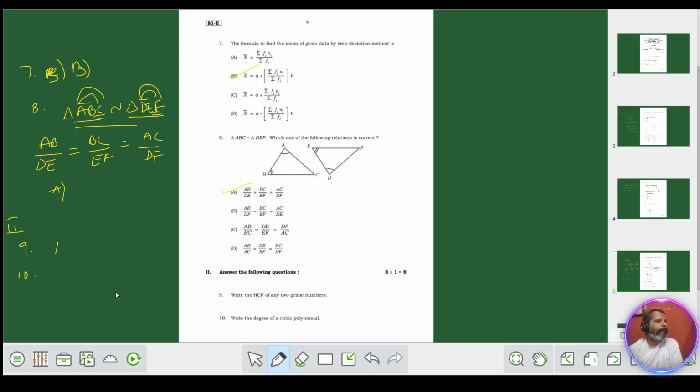Write the degree of the cubic polynomial. Sometimes they give the equation or expression and ask you for the degree. Now they have given the name of the polynomial. So cubic polynomial means it will have degree 3 for a variable, I mean power 3. So it will be 3. Okay. We'll move to the next question.